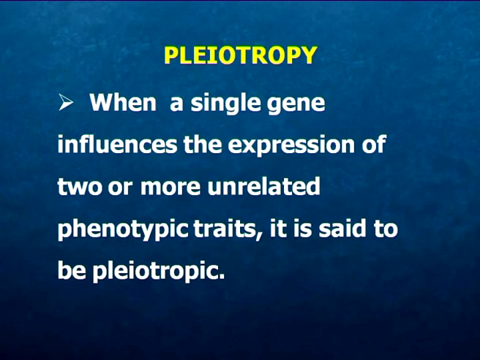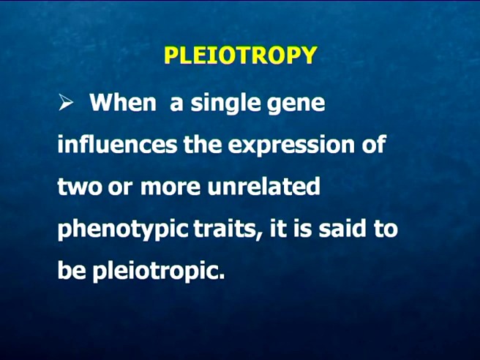The topic for discussion today is pleiotropy. Now this is an interesting genetic phenomenon. Now what is this pleiotropy? Usually a single gene determines the expression of a single character, but this is not always true. There are certain exceptions. What are they?